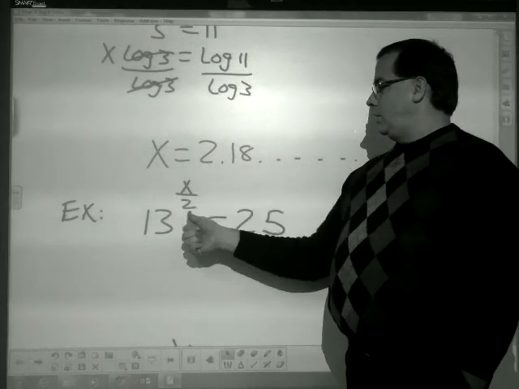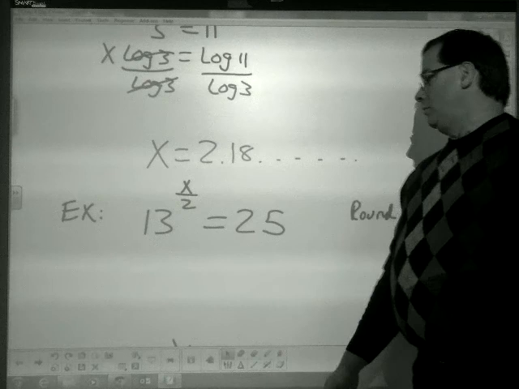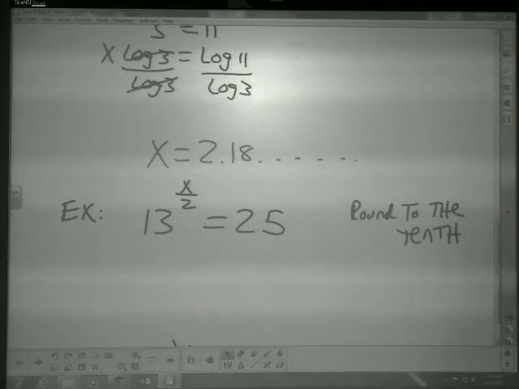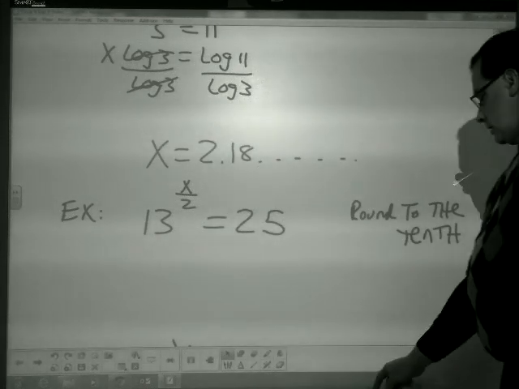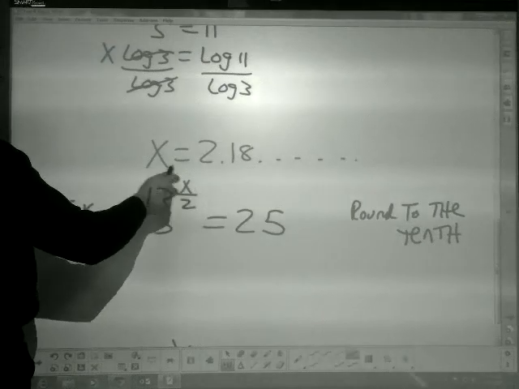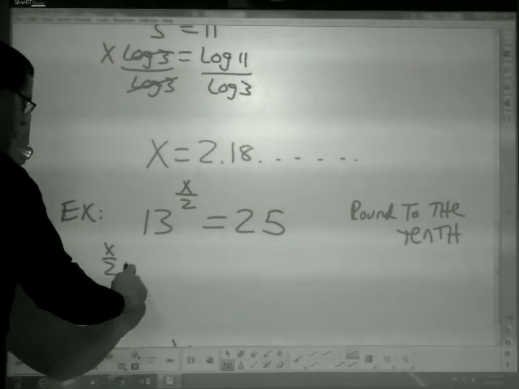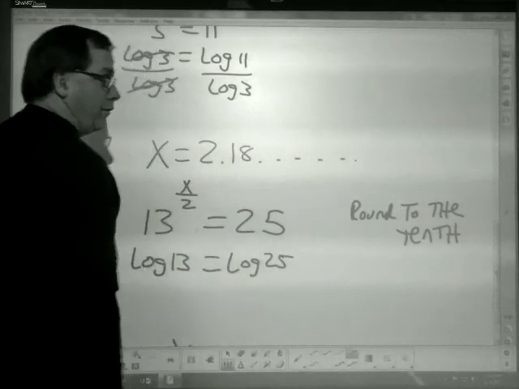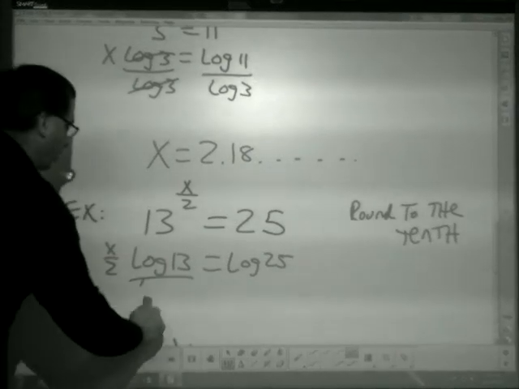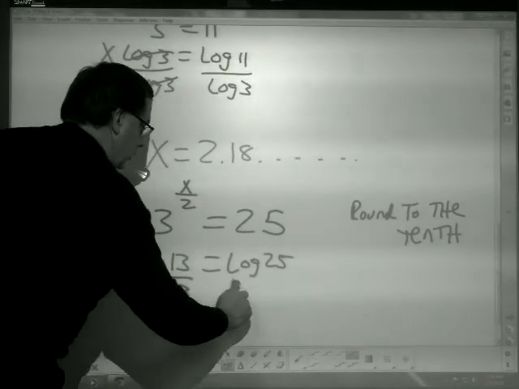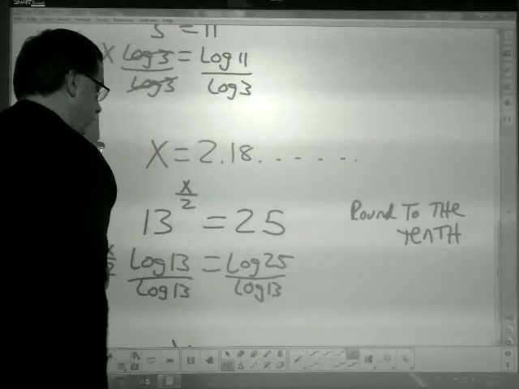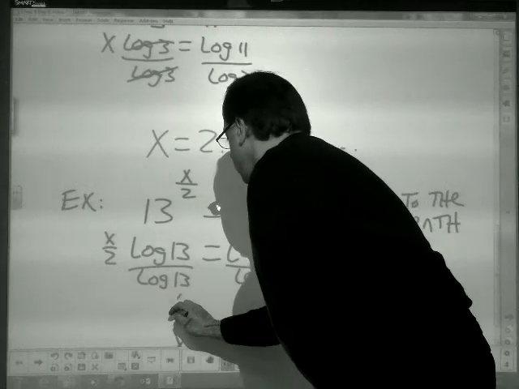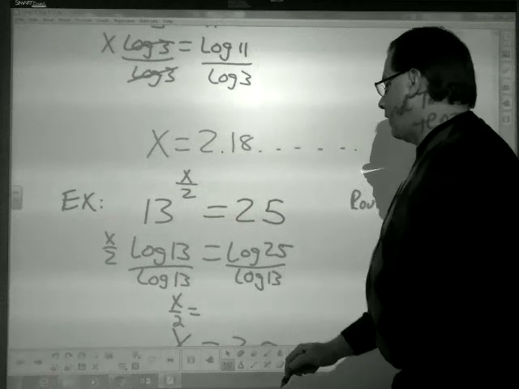Sometimes the exponent might have a fraction in it. It doesn't matter. It's still the same type of problem. In this one, we're going to round to the nearest tenth. So I have to take the log of both sides. But again, this whole part is going to come out front. So x over 2 log 13 is log 25. Divide by log 13. And I'll have x over 2 is log 25 over log 13.